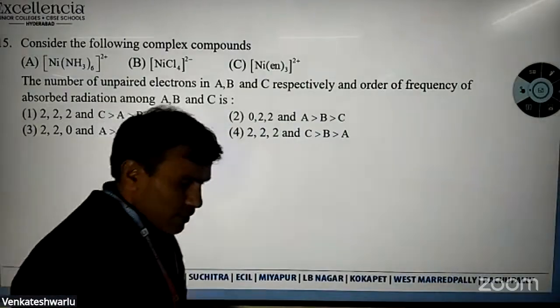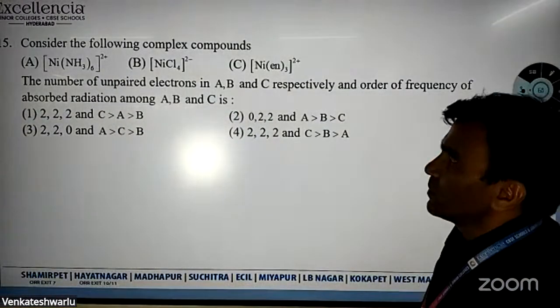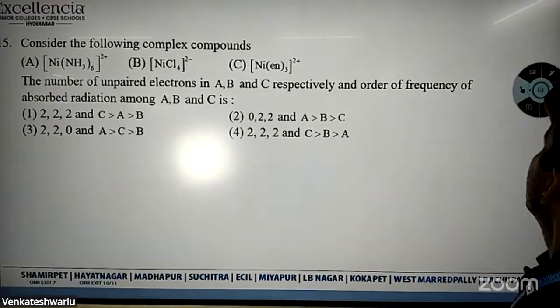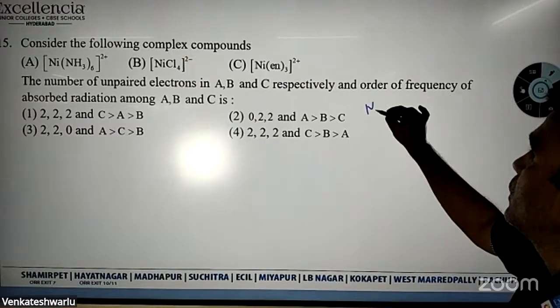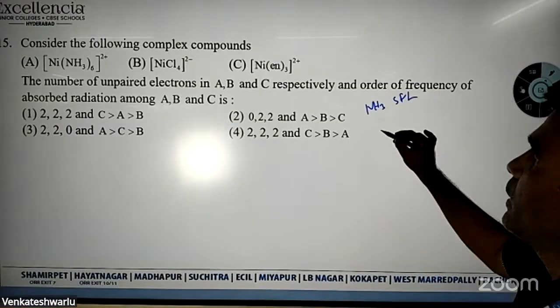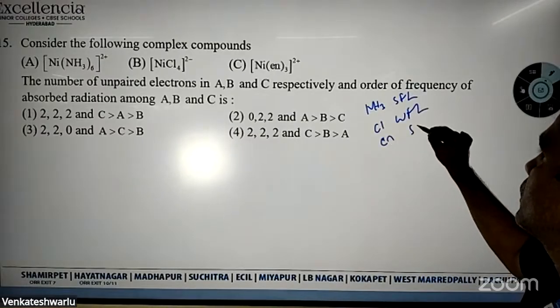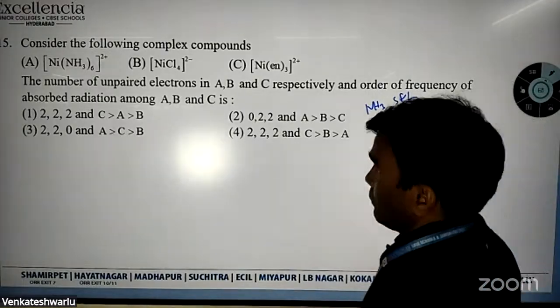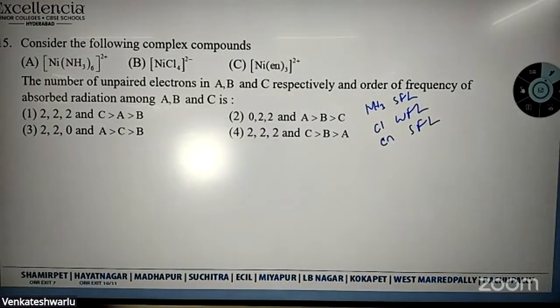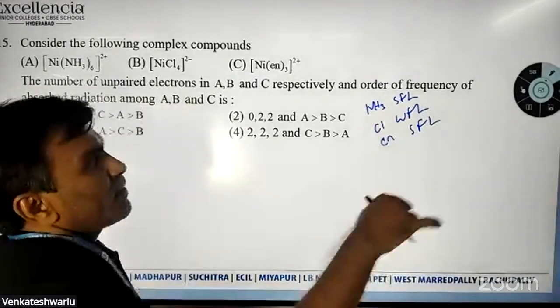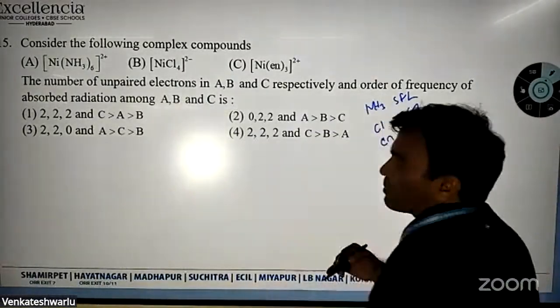Right. Yes. So one of the important chapters from inorganic is complex compounds. Just I'll give the key here. Ammonia is a strong field ligand. Cl is a weak field ligand, and ethylenediamine is also a strong field ligand. The number of unpaired electrons in A, B, C respectively, and the order of frequency of the absorbed radiation among A, B and C.